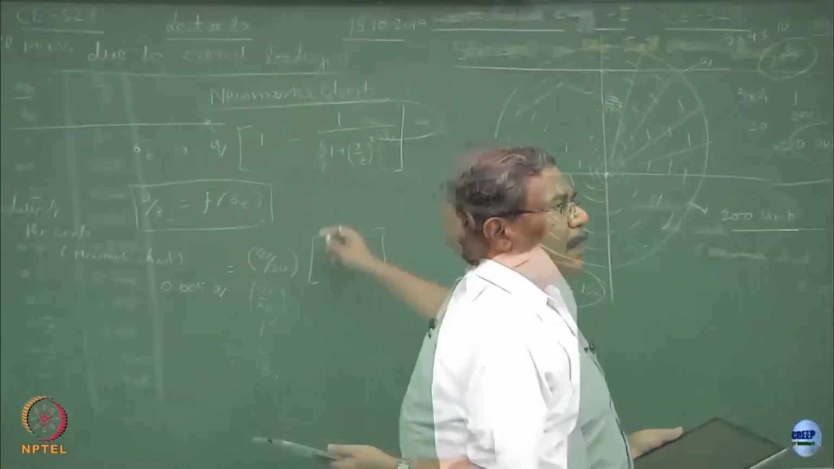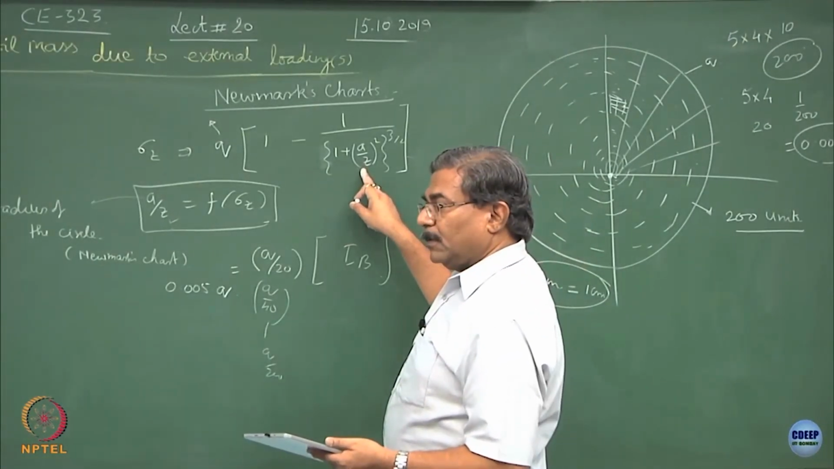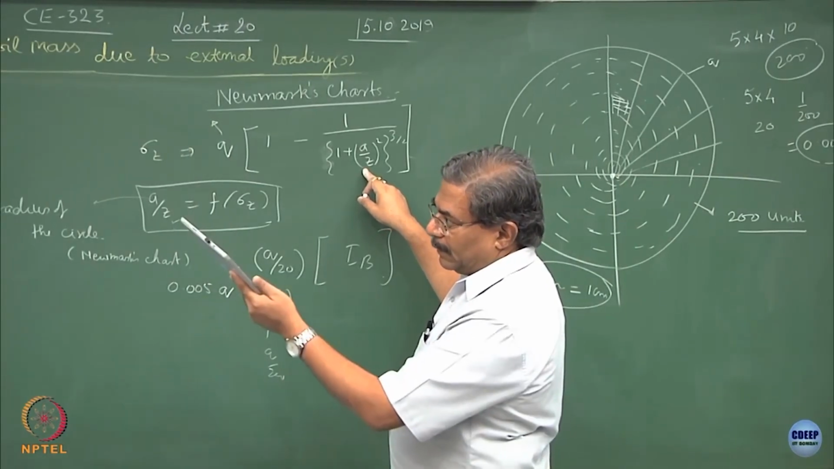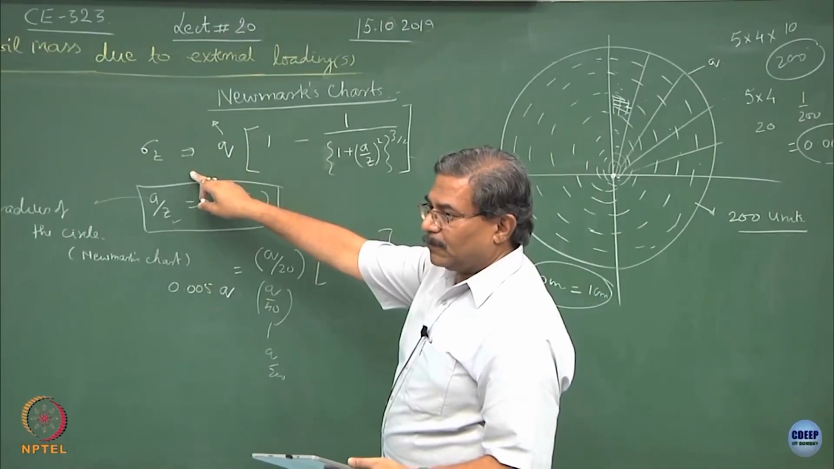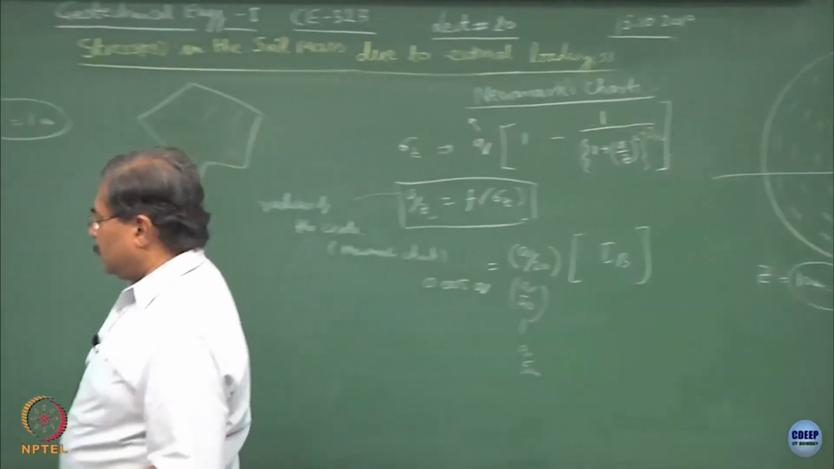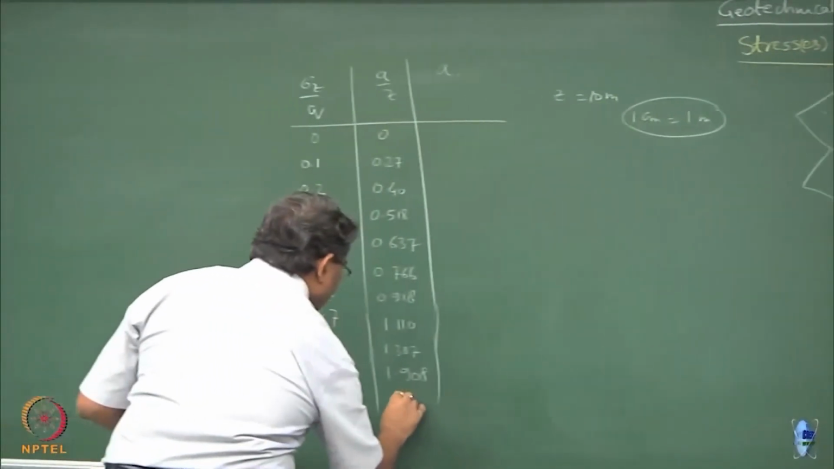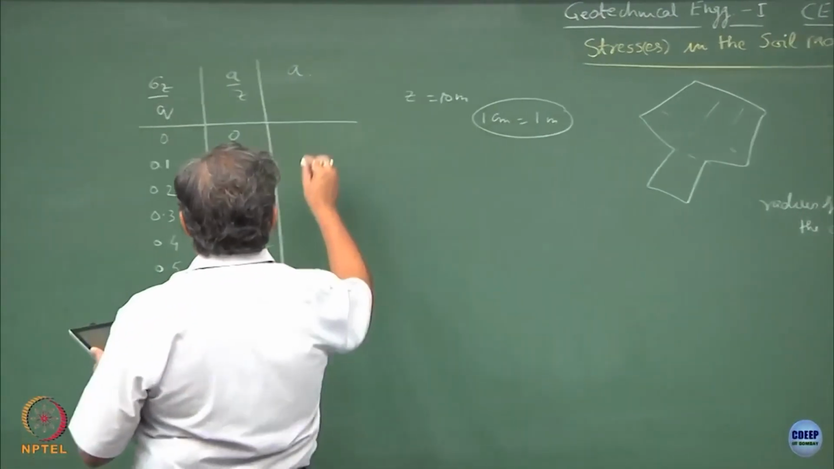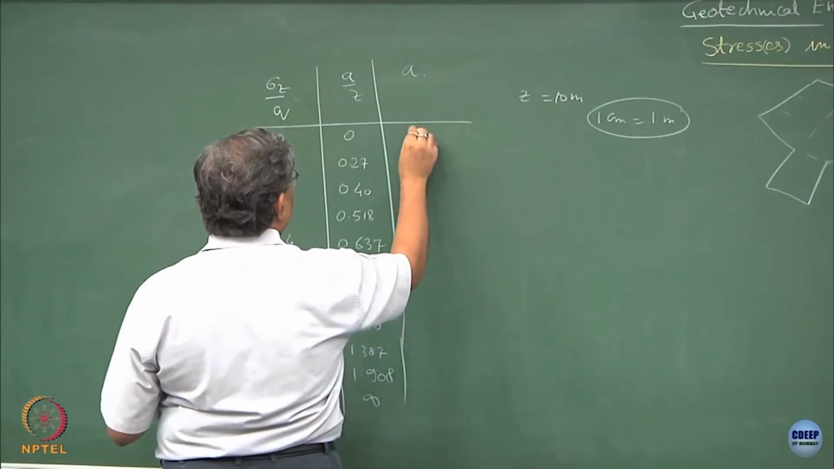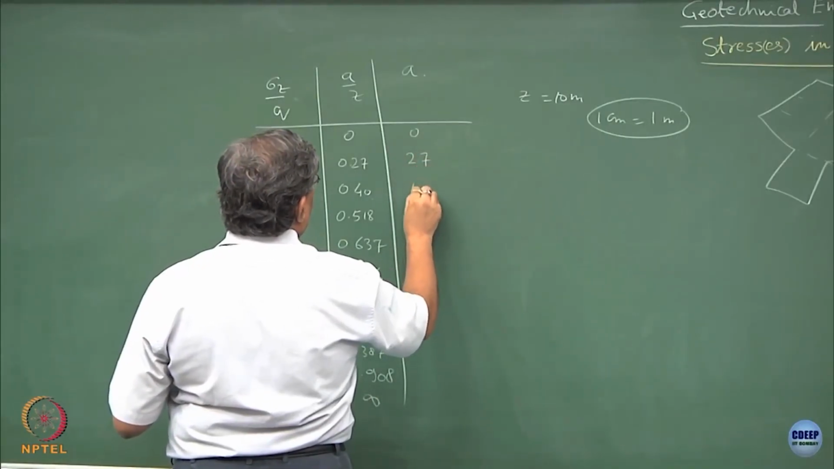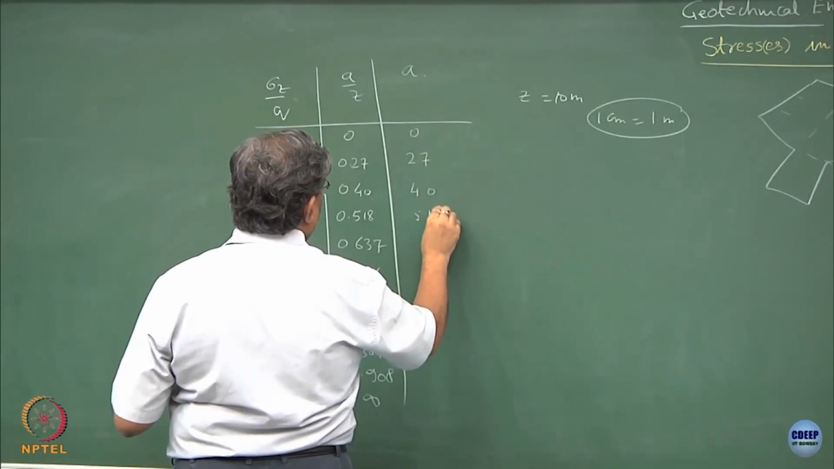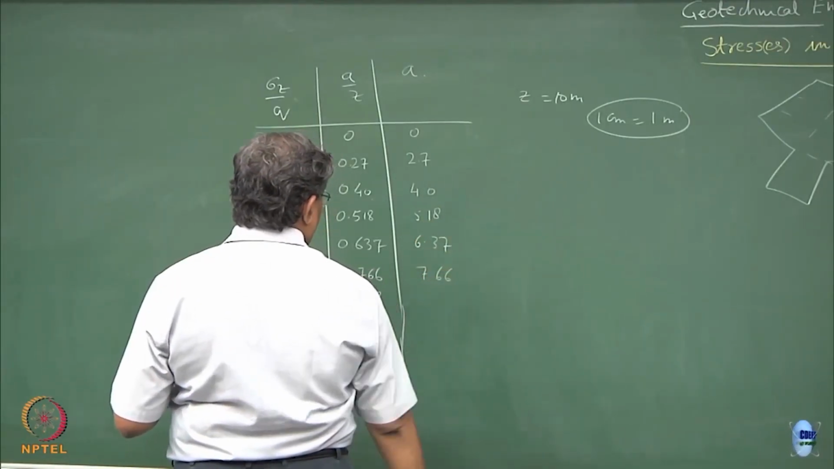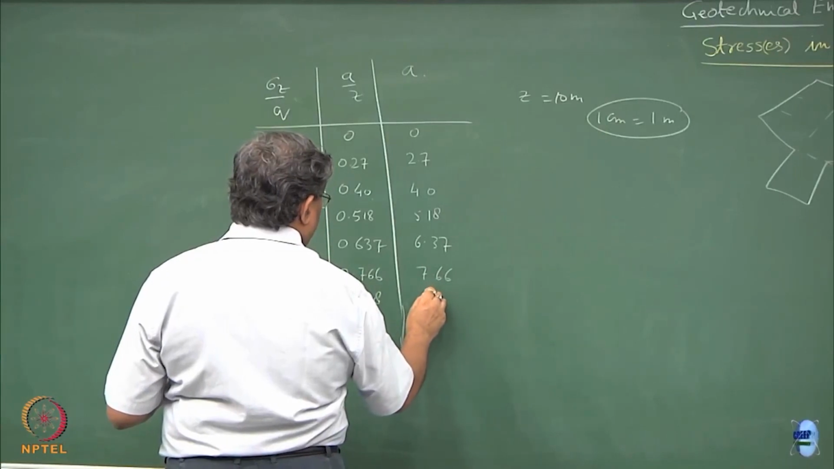Any guess? The moment you substitute the value of A by z equal to 1, sigma z upon q 100%, what is going to happen? This will tend to infinity. And then you can compute A values from here. So, this will be 0, 2.7, 4.0, 5.18, 6.37. These are the radii of the concentric circles.